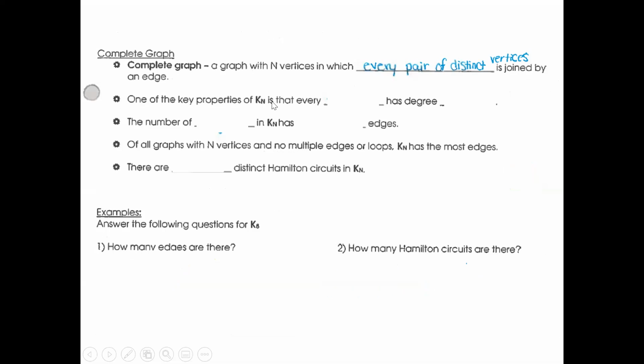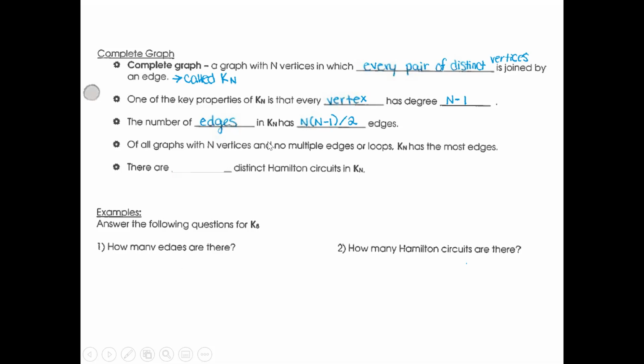One key property of K sub n is that every vertex has degree n minus 1. And just remember that every pair of distinct vertices is joined by an edge, and that graph is symbolized by K sub n. The number of edges in K sub n is n times n minus 1, divided by 2.